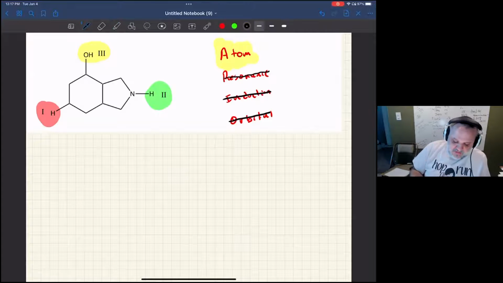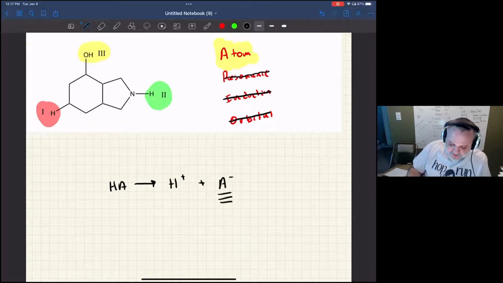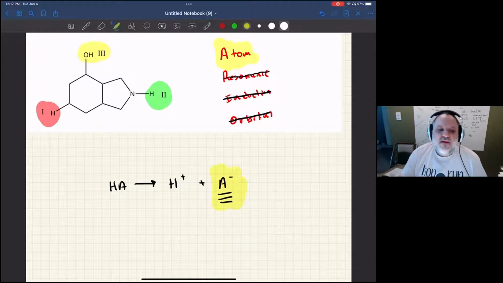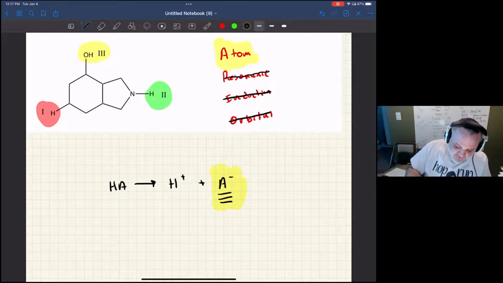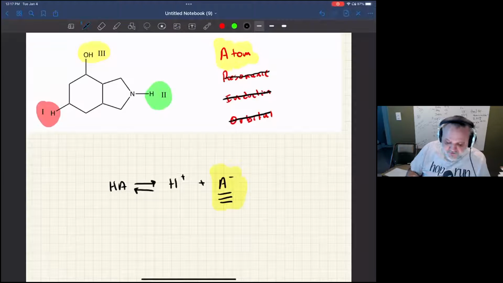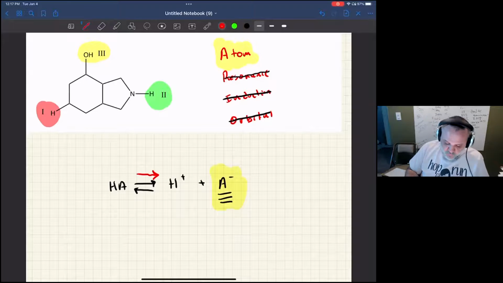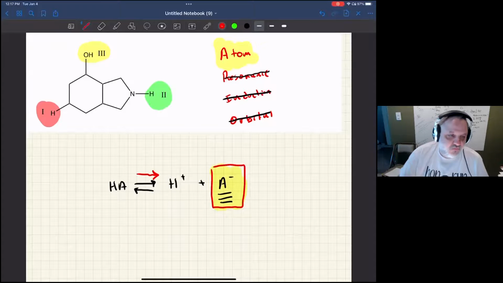Now, remember that acid strength is always about the relative stability of this conjugate base. When this conjugate base is more stable, the reaction, which is actually an equilibrium, proceeds more in the direction of losing the proton. And so that's what makes it behave as an acid. So again, when this conjugate base is more stable, the acid is stronger.